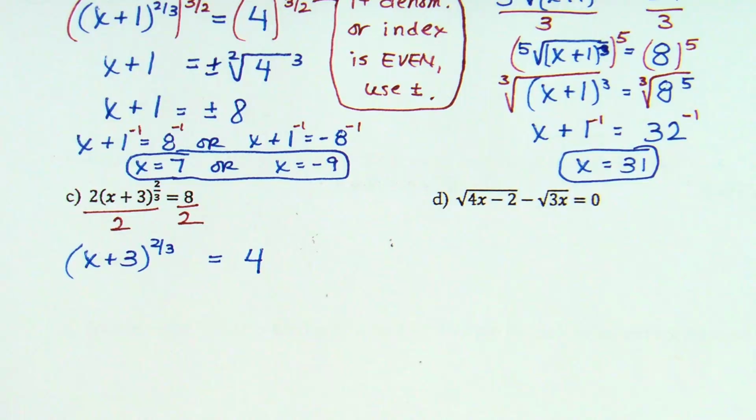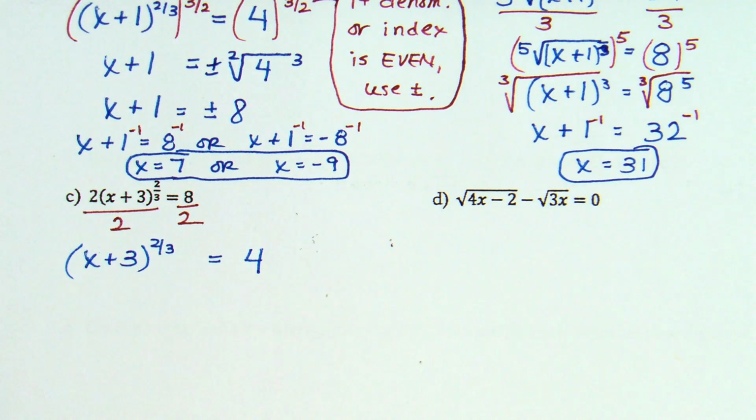This is where I'd say, if you really want to change this to a radical, go for it. It's the cube root of (x plus 3) squared. Otherwise, how do I deal with that exponent of 2/3? I changed it to a radical. Okay, well, I'm not going to change it to a radical. You raise it to the 3/2. Okay, raise it to 3/2.